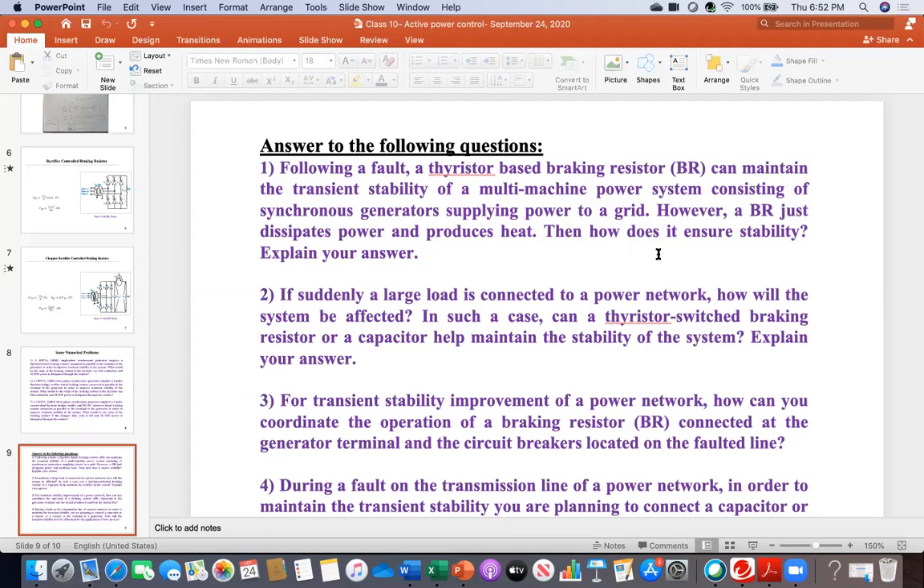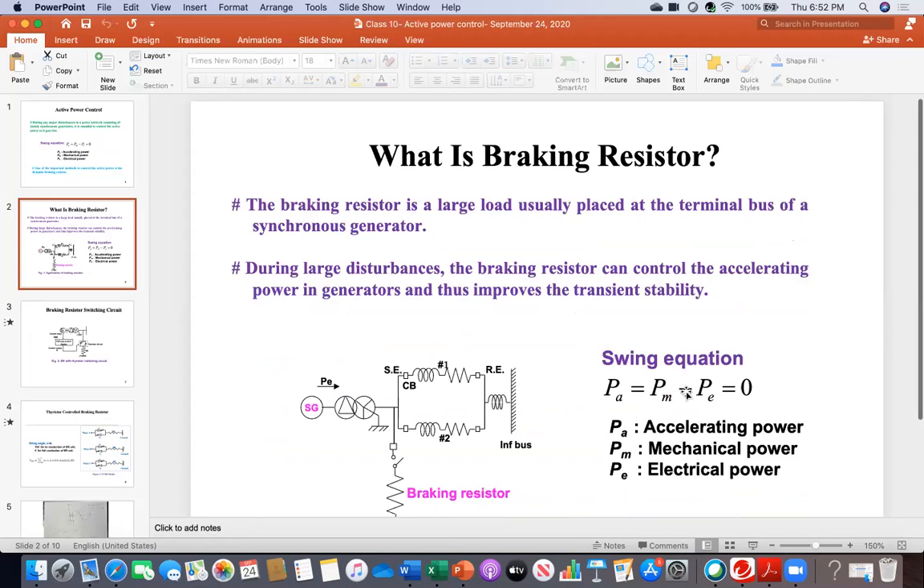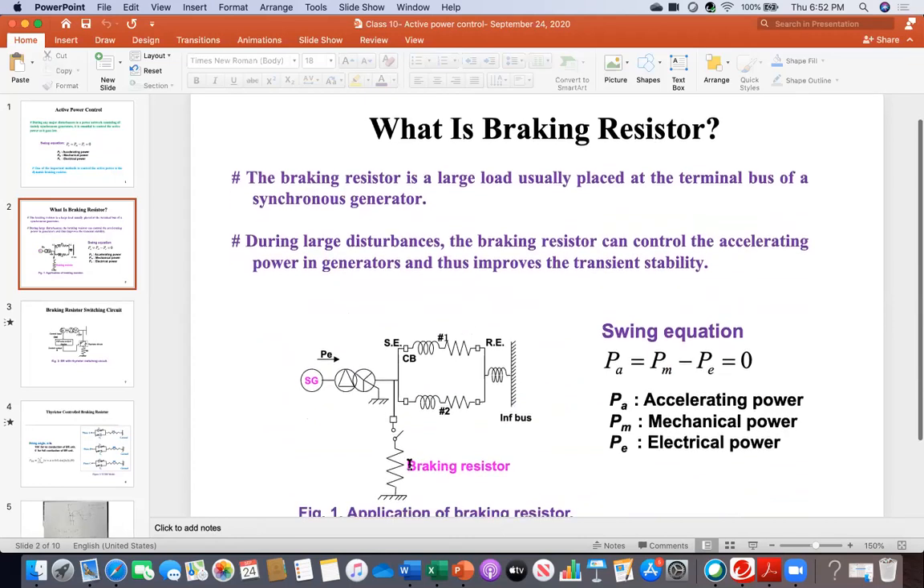I think if we go to the swing equation, then it is maintaining the constant electrical power, PE, right. The answer is that even though it is producing heat with the power consumption, it is actually providing power. It is boosting up the P. That's why it is maintaining the stability.